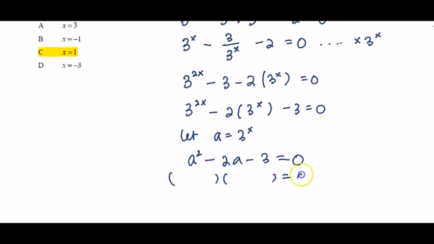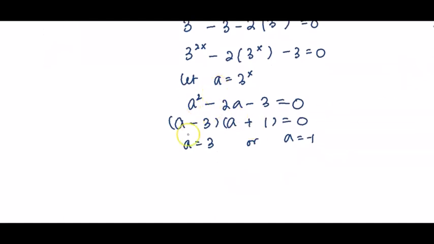It is quite easy for us to factorize this quadratic equation, where you have a multiplied by a and 3 multiplied by 1. In order to get negative 2a, this has to be negative and this is positive. So you get a equals to 3 or a equals to negative 1. Later on, we substitute back a as 3 power of x. Then you compare the power. At the right side, the power of 3 is 1, so comparing the power, you will have x equals to 1 for the first equation.